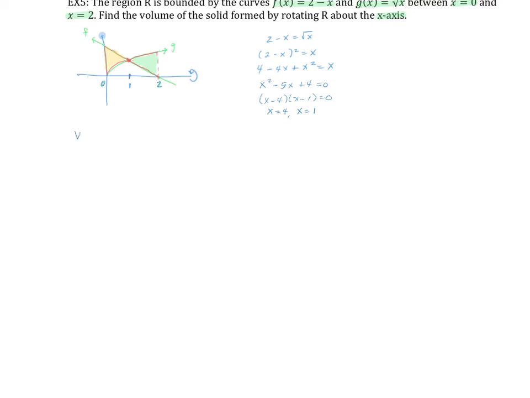So my volume is going to be equal to the first part, integral from 0 to 1 of pi times the quantity 2 minus x squared minus the square root of x squared dx. Then I'm going to add this to the second volume from 1 to 2 of pi, and now the square root of x is the upper function, so that would be the square root of x squared minus 2 minus x squared dx.